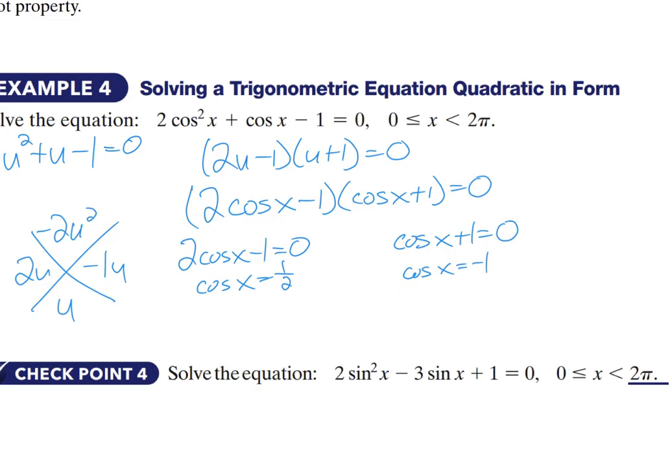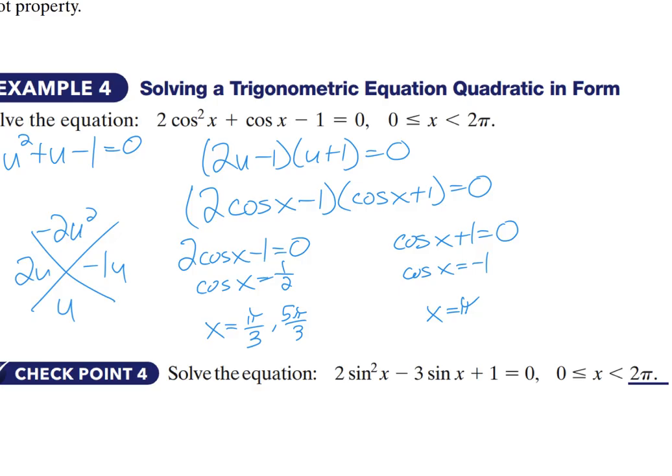Now we are going to look at the unit circle and see where cosine of x equals 1/2, and that happens at pi thirds and 5 pi thirds. Now, when does cosine of x equal negative 1? Cosine of x equals negative 1 only when x equals pi.